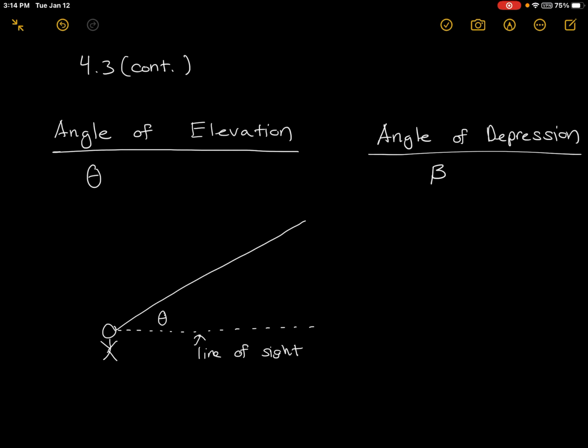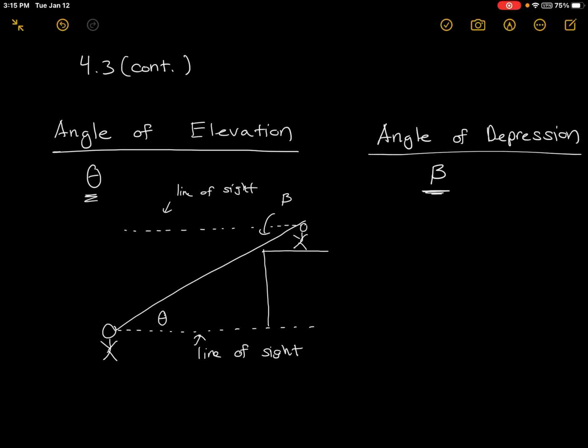Now, at the same time right here, let's say there's some guy or girl that's standing up here, right? And he or she also has a line of sight, assuming that's where the eyes are. Line of sight, or you can call it the horizontal. If he or she is looking down, the angle between the line of sight and this diagonal line right here, that's called the angle of depression, okay? Angle of depression, we'll call it beta. Angle of elevation, we'll call it theta.